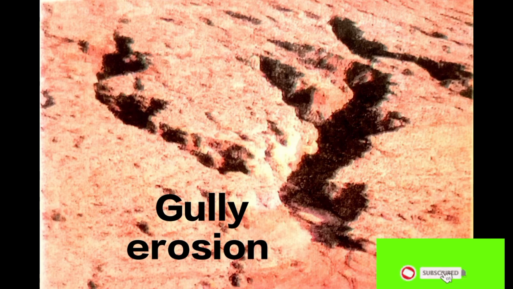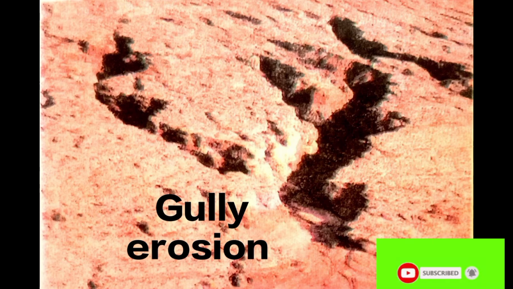Next, we can see types of soil erosion. First, we can see gully erosion. The running water cuts through the clayey soils and makes deep channels as gullies. The land becomes unfit for cultivation. It is known as bad land. In the Chambal Basin, such lands are called ravines.